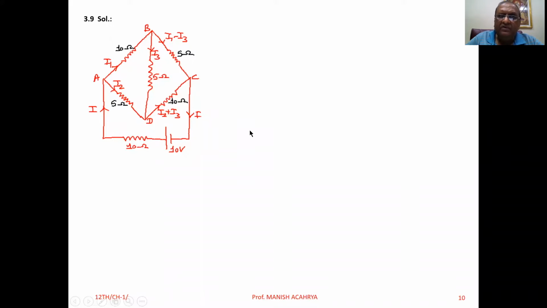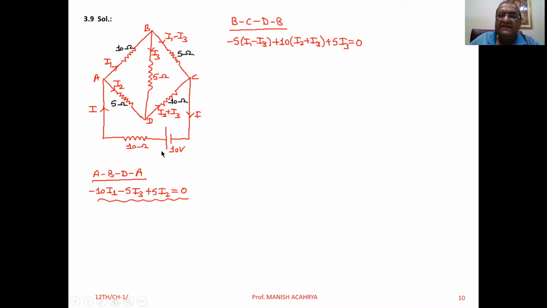Clear? Now, we have to find all these currents in each branch, meaning we have to find I1, I2, I3. This type of illustration we solved. See, first consider the loop A, B, D, A. So A to B in the direction of current, so minus 10 I1. Then B to D, again in the direction of current, so potential difference minus 5 I3. D to A, in the opposite direction of current through the 5 ohm resistor, so the potential difference across it is plus 5 I2, that is equal to 0. This is equation 1.